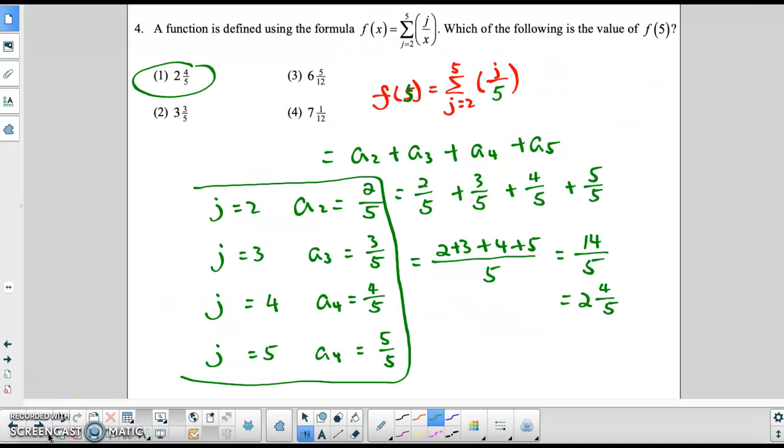Okay, question 4. A function is defined using the formula f of x equals sigma. If you see this sign, you know this is summation, finding the sum. Write it down for yourself. The starting value of j is 2 and goes up to 5, and the formula right after is j over x. Which of the following is the value of f of pi?